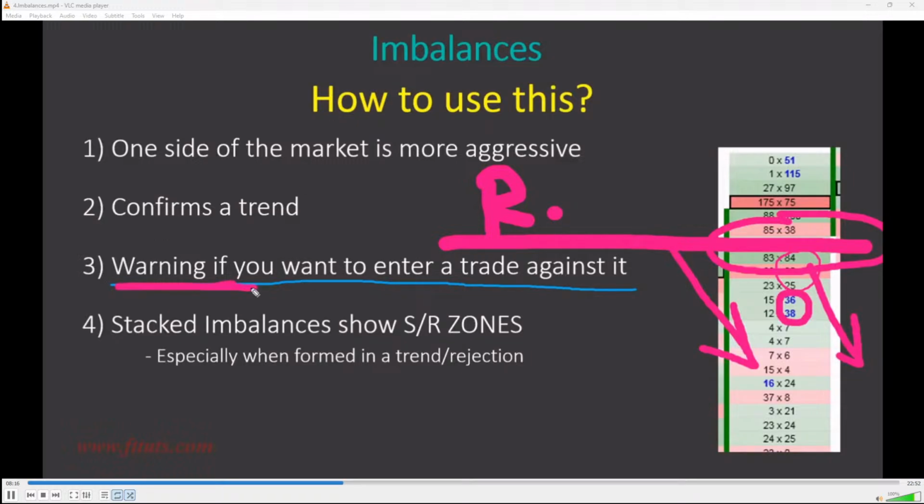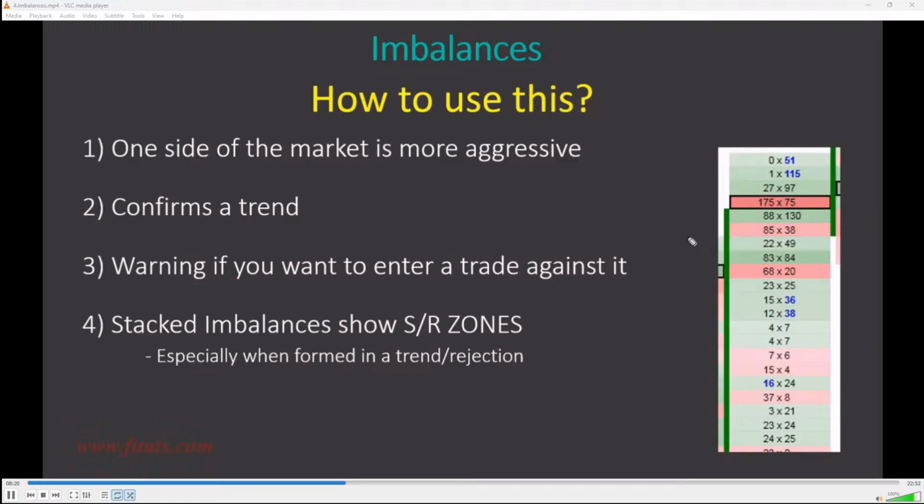So that's the warning, right? And the fourth way you can use imbalances is that stacked imbalances show you strong support and resistance zones, especially when those stacked imbalances formed in a trend or in a rejection.